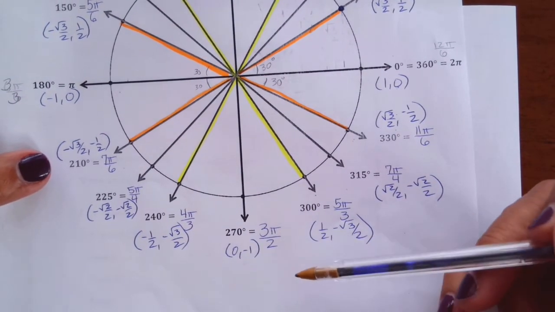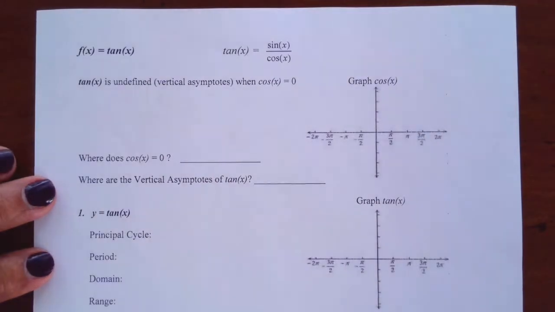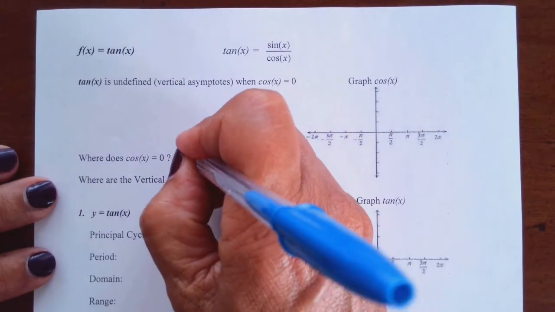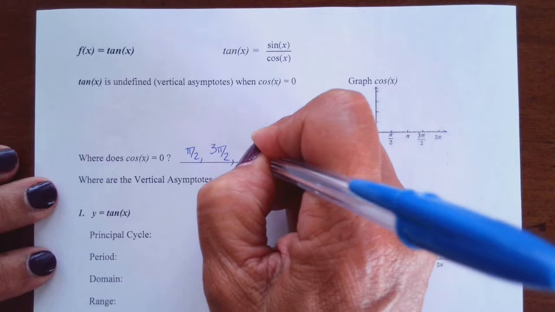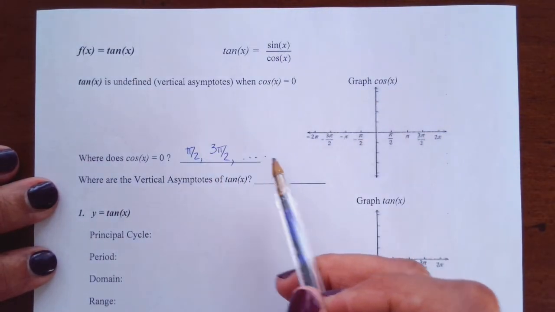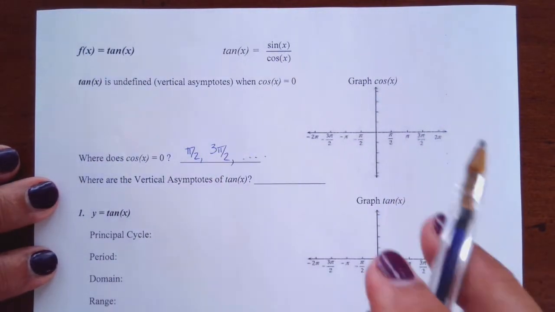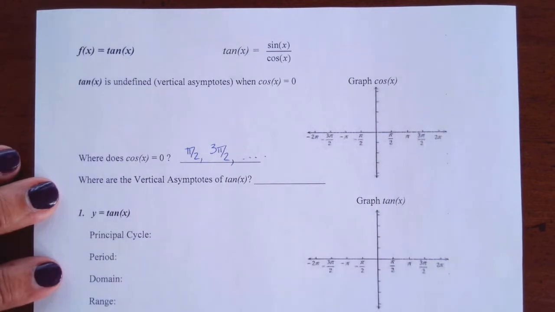Okay, that's the only places on the unit circle where the cosine value is 0. So I'm going to write that down, pi over 2 and 3 pi over 2. Right? And it keeps going. I mean, we could go 5 pi over 2 next, 7 pi over 2. So every time we go around the circle, there'll be more cosines that are equal to 0. But we're just going to go through one rotation here.